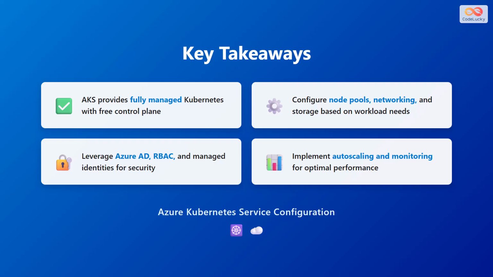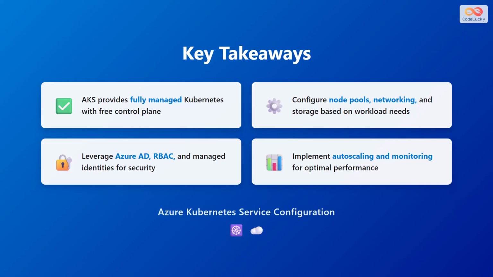Let's recap the essential concepts we've covered. Azure Kubernetes Service provides fully managed Kubernetes infrastructure with a free control plane, meaning you only pay for the compute resources your applications actually use. When configuring AKS, remember to carefully plan your node pools, networking strategy, and storage options based on your specific workload requirements.